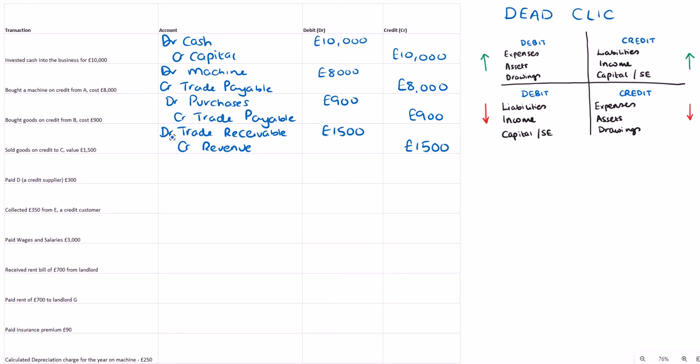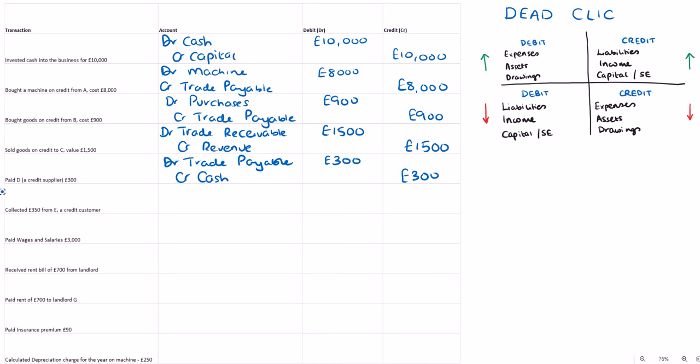Next one, paid D, a credit supplier, £300. So D is a credit supplier. So for a credit supplier, we use the trade payables account. So that reduces the liability. So I'm going to debit trade payable. So if I want to reduce a liability, I do a debit. And paid D, the fact that the business has paid money, so that's cash leaving the business. So that's a credit. So it reduces my assets, for £300.